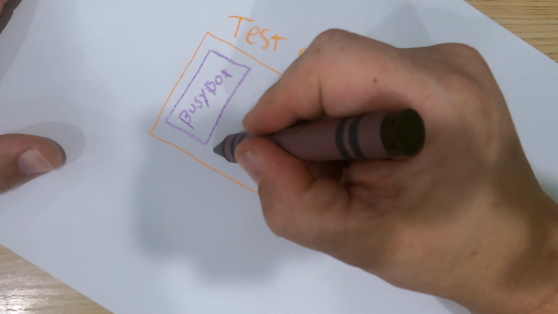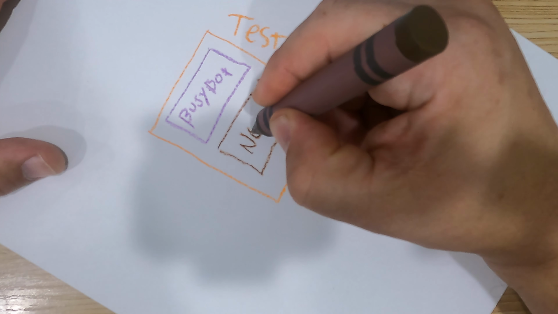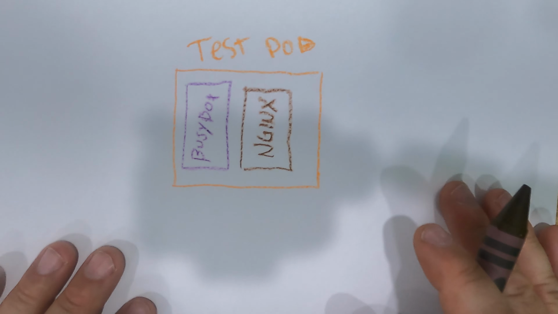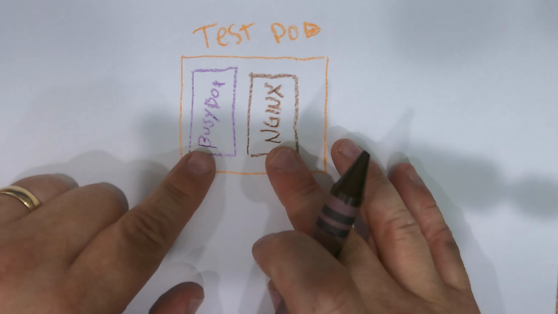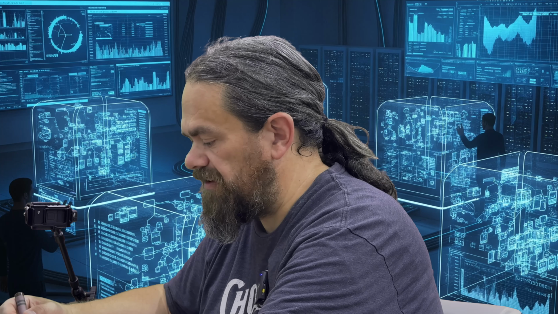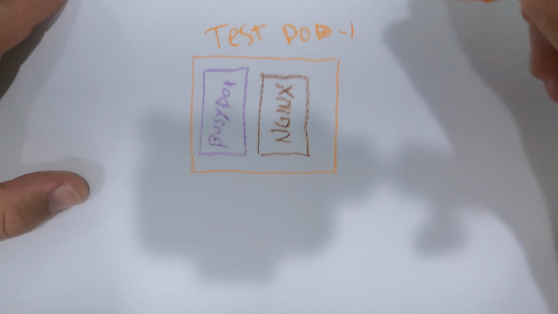And let's have another one, let's just say Nginx, because we were talking about that at work yesterday. So you've got these two different containers within this pod. These are two independent images within this pod. And you can have multiple instances of this pod. So we could call this test pod 1.